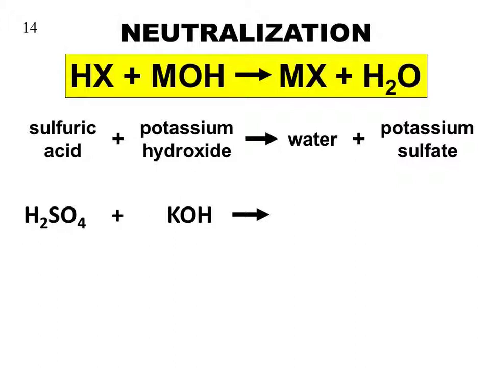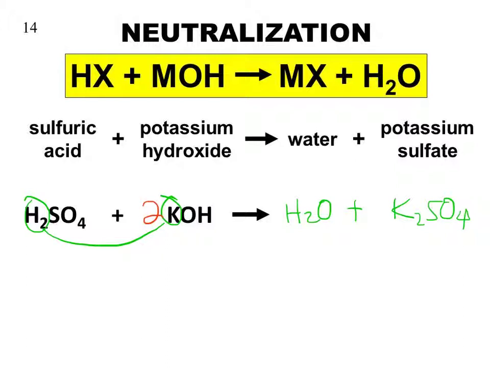In this example, we have sulfuric acid reacting with potassium hydroxide. And again, we're going to go ahead and do a double replacement. Swap these two out. You should end up with water and potassium sulfate, K2SO4. Now, we need to go ahead and make sure that we balance this out. You should end up with 1 sulfuric acid, and you should have 2 potassium hydroxide, and you should yield 2 waters and 1 potassium sulfate.